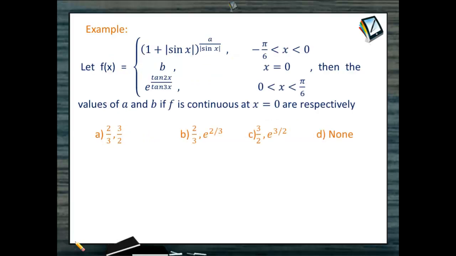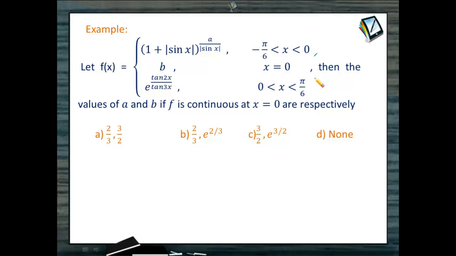Let's try another problem. Let f of x equal (1 plus mod sin x) to the power of a by mod sin x, if x lies between minus pi by 6 to 0, and the functional value is b when x is 0, and it is e to the power of tan 2x by tan 3x if x is between 0 to pi by 6.